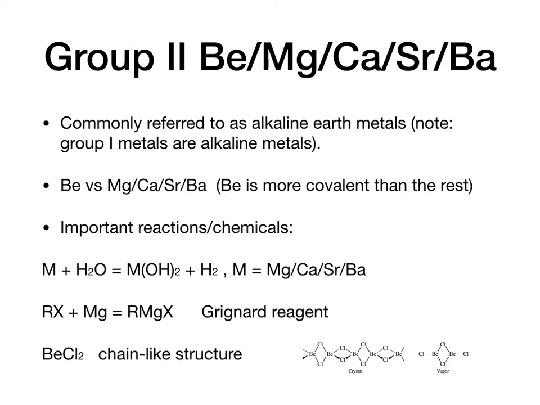So in order to fulfill the octet rule, in the solid state, each beryllium forms 2 additional bonds with the nearby chlorine atoms. So instead of having a linear structure, beryllium dichloride actually takes more like a tetrahedron type of structure for the beryllium.